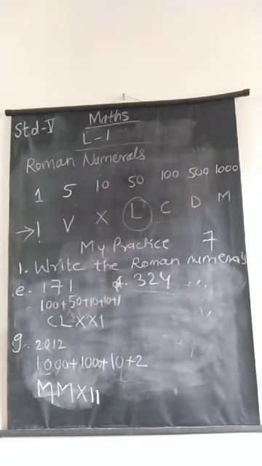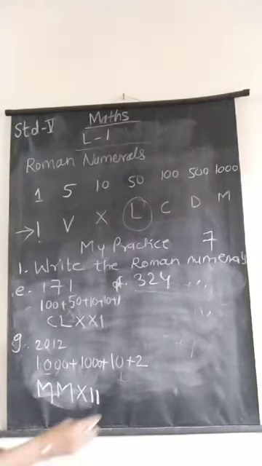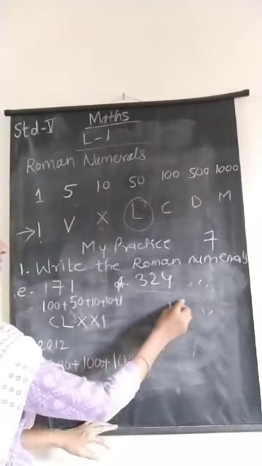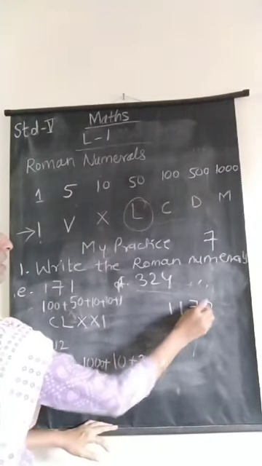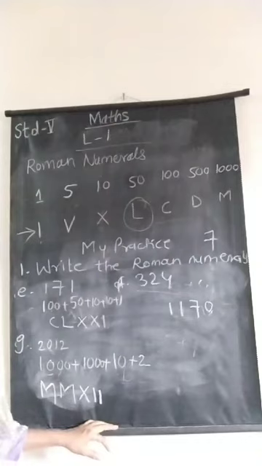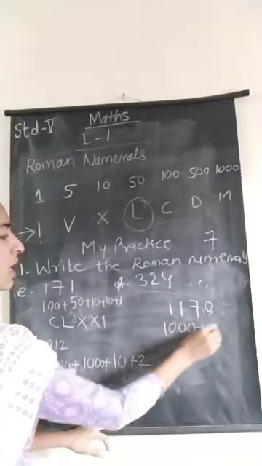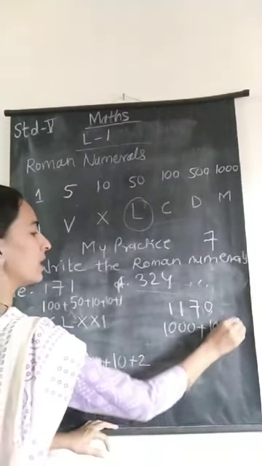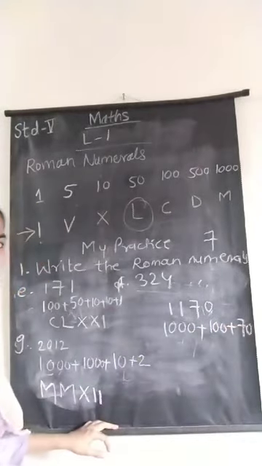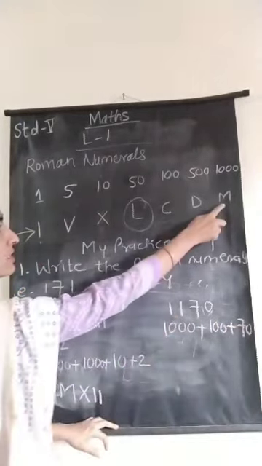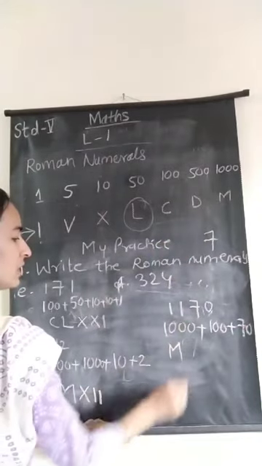Okay, let's take one more example, which is 1170. 1000 plus 100 plus 70. Yes. So 1000 is written as M. So M will be there.